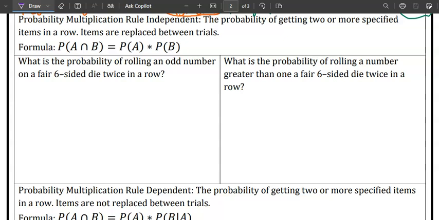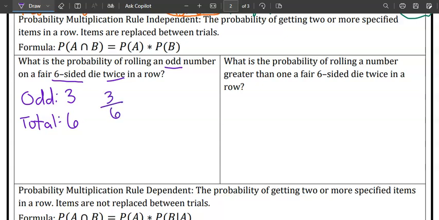What is the probability of rolling an odd number on a fair 6-sided die twice in a row? The odds are 3 out of 6, because there are 3 odd numbers out of the total 6 numbers. It says twice in a row, so we multiply that by 3 out of 6 again. We can simplify these fractions to get 1/2. If you multiply these across, you get 1 out of 4, or 25%.